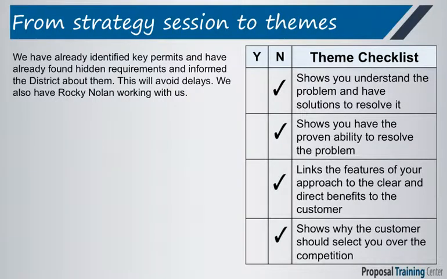In the first place, it doesn't acknowledge the problem. Plus, it assumes evaluators all know Rocky. And the statement "avoids delays" is too general.